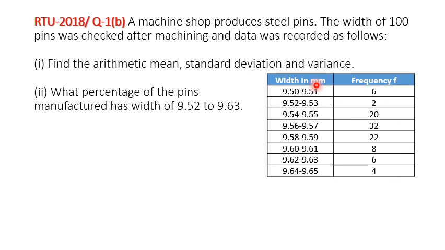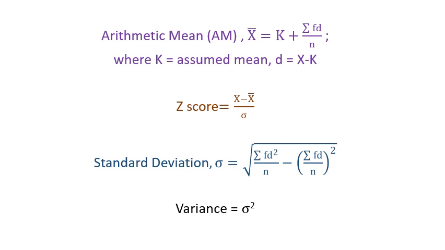Width is in mm. This is the data range and this is the frequency, and we have to find out the arithmetic mean, standard deviation and variance, and second we have to calculate what percentage of the pins manufactured has width of 9.52 to 9.63 mm. So we are going to use this formula in this question.